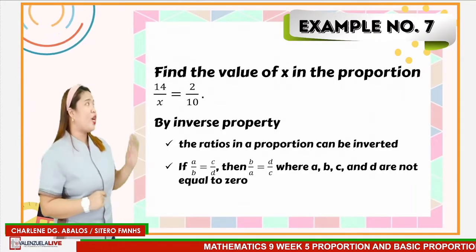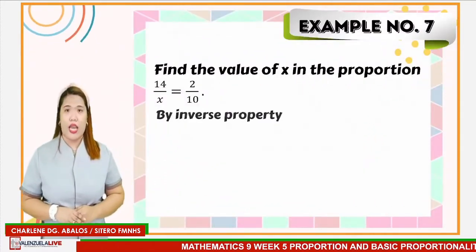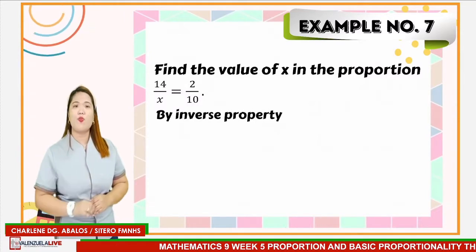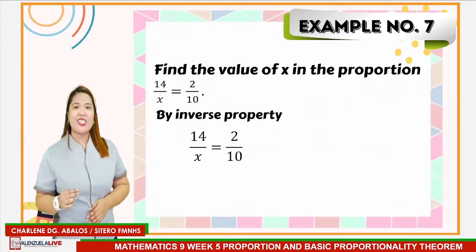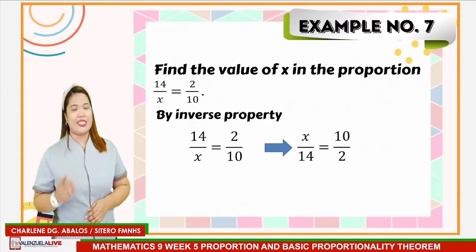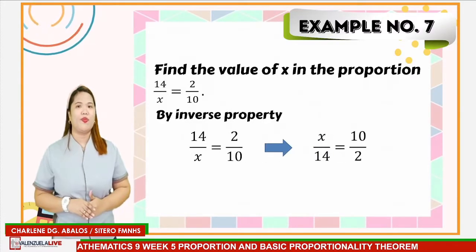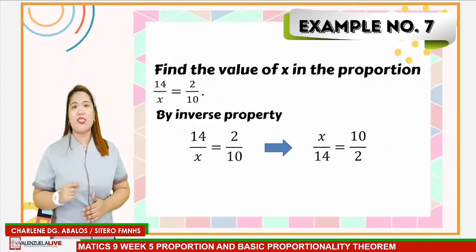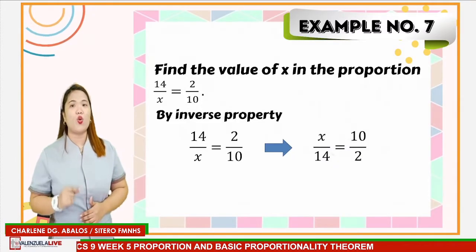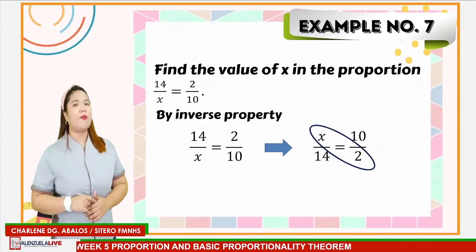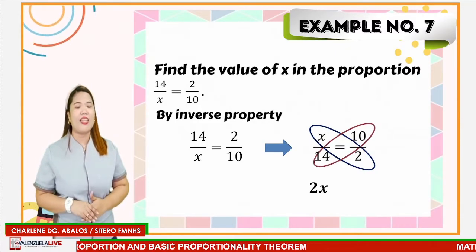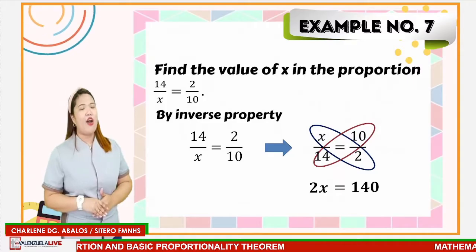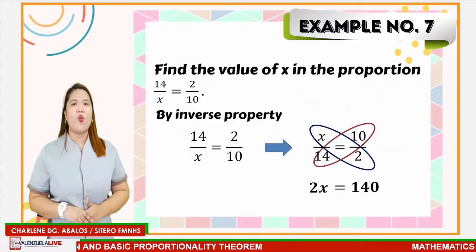Given 14 is to X as 2 is to 10, again, let the terms be inverted. So it will be X is to 14 as 10 is to 2. Multiply the means, X and 2, it will give you 2X. Multiply the extremes, which are 10 and 14, it will give you 140. We have 2X equals 140.